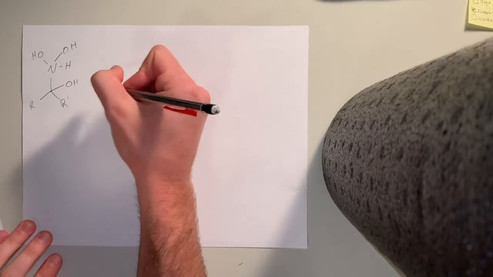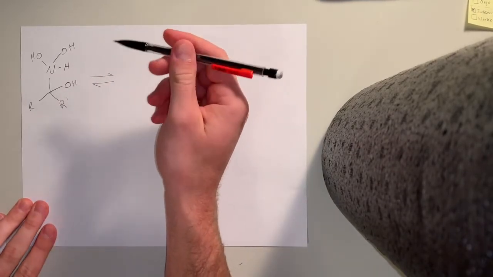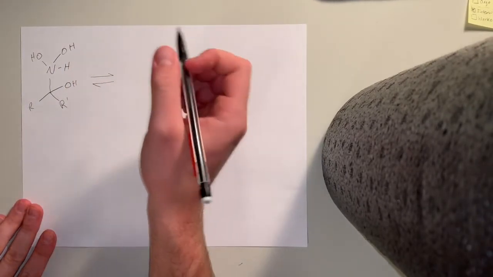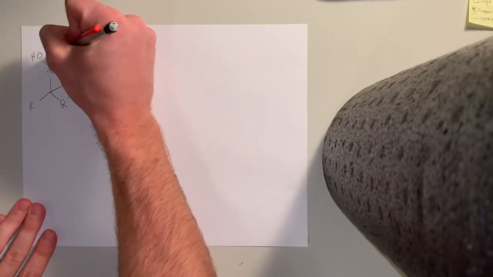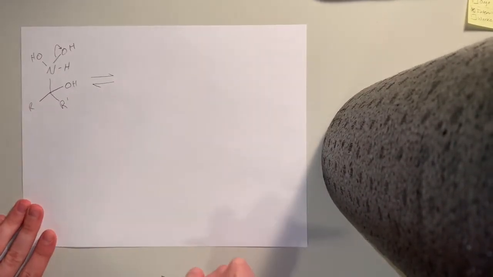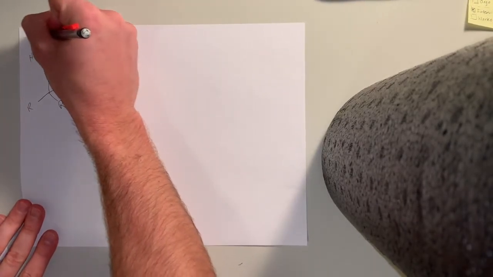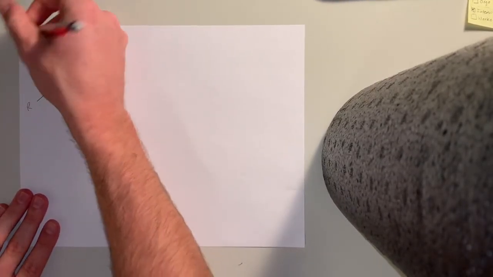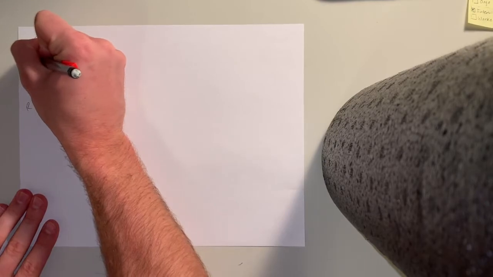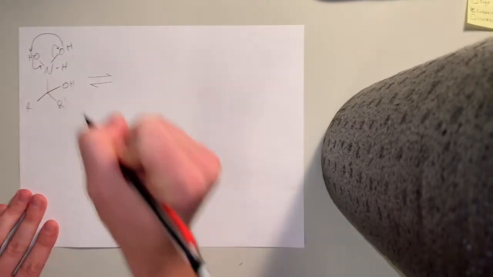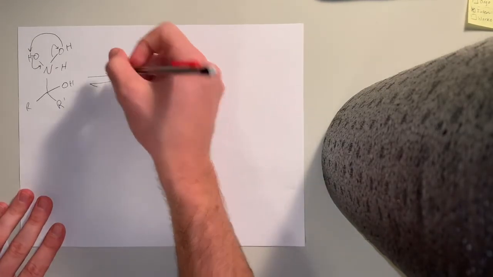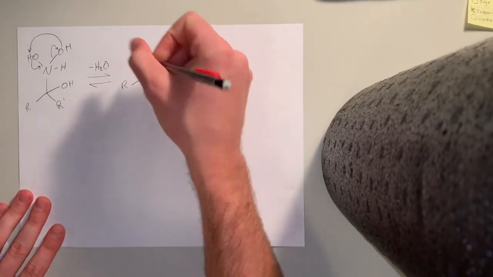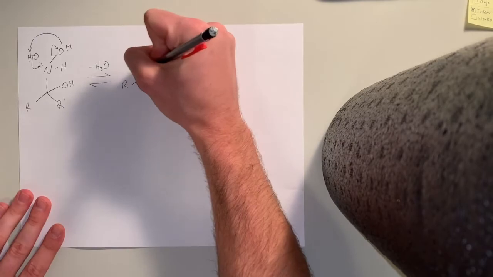Okay, and then from here, we're going to lose a water, and the mechanism for that is this OH is going to leave right here, but it's also going to grab this hydrogen, which is kind of interesting and something that we haven't really seen. And then this bond right here is going to go down there and create a double bond. So after that step, we're going to lose H2O, and we're going to have something that looks a little bit like this.